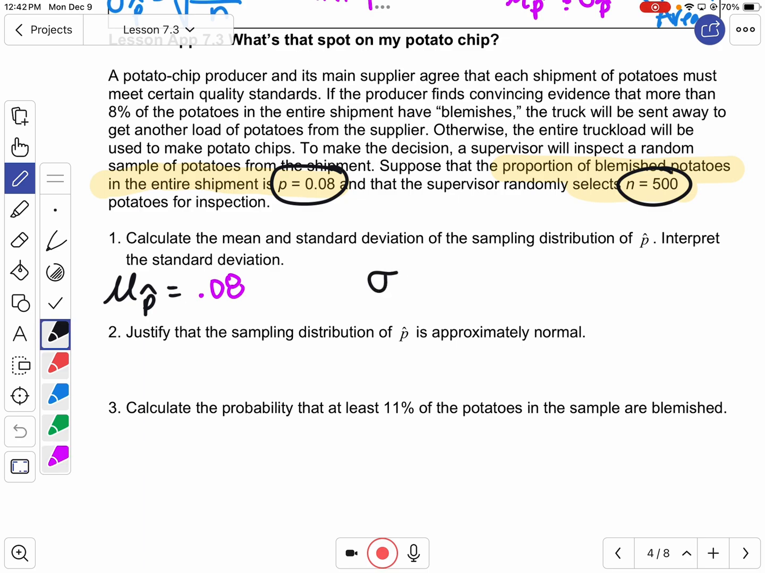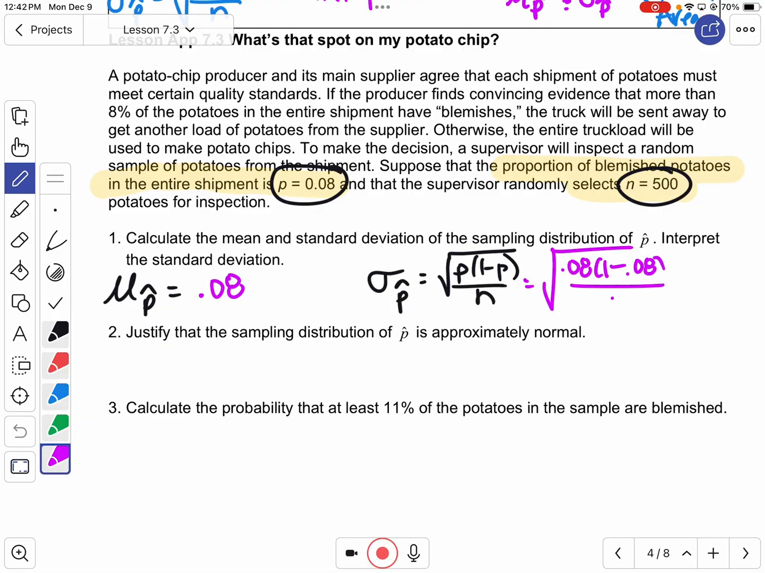Then, when I want to do the standard deviation, we're going to take this square root of P times 1 minus P divided by N. We're going to have to put that on our calculator. So we do the square root, 0.08, 1 minus 0.08, all divided by 500, everything underneath the square root. Second x squared to get your square root, alpha y equals to get your fraction, and then type it in just like that. And we should get 0.012.